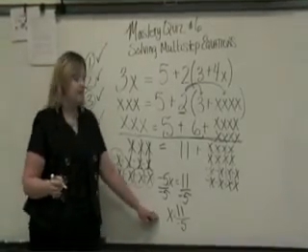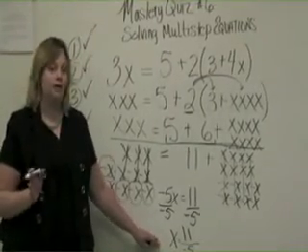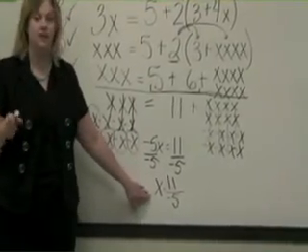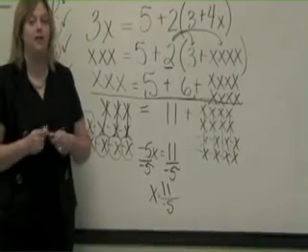You can leave it like this, or you can actually turn it into a mixed number. But for today, we're just going to leave it like this. Negative 11 over 5.